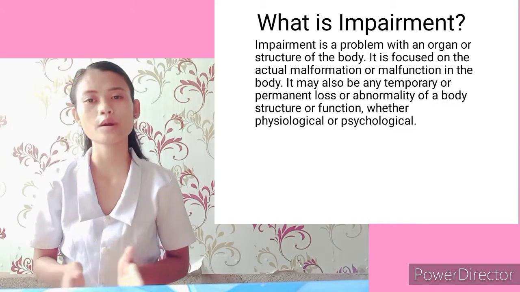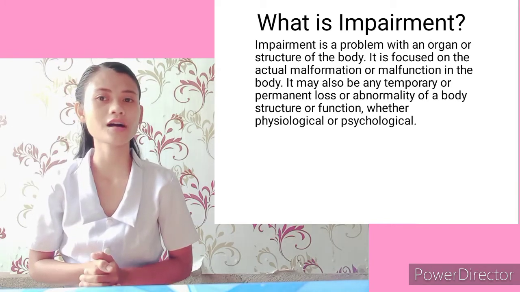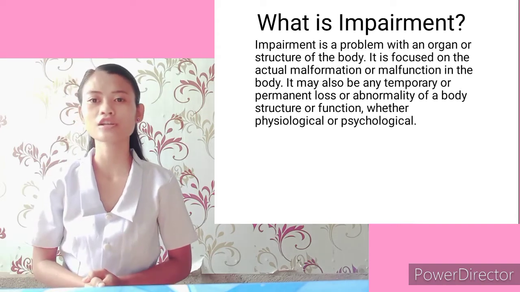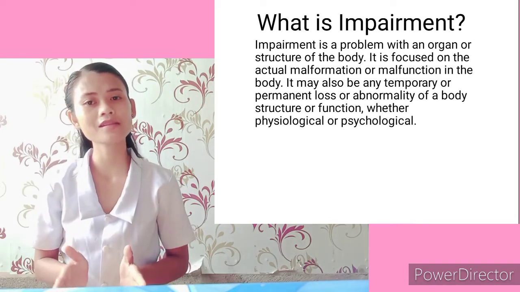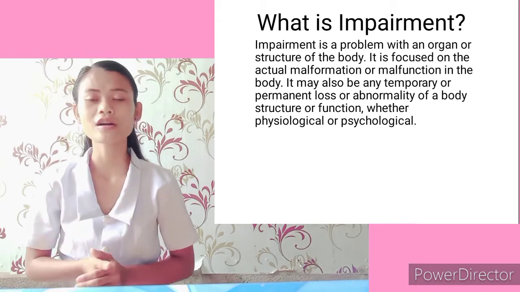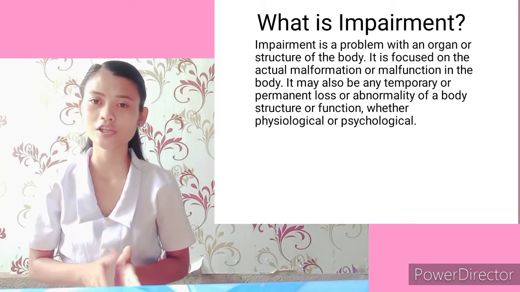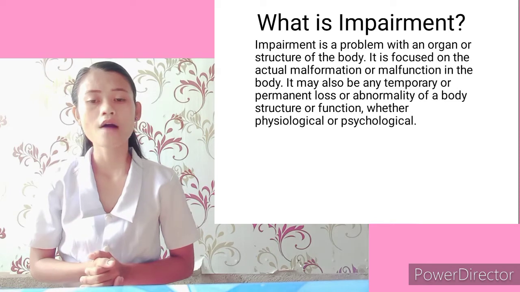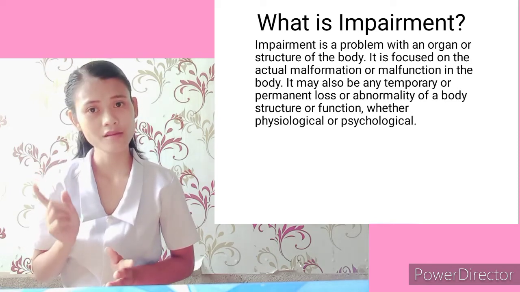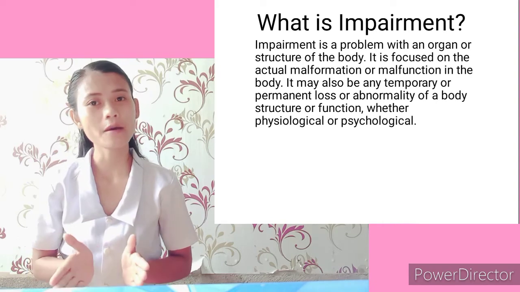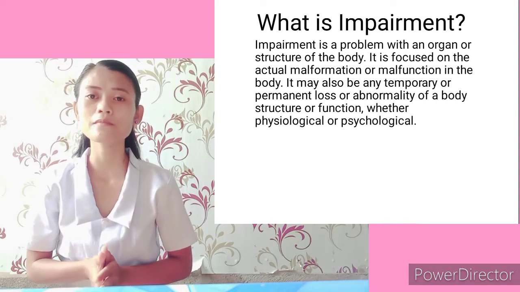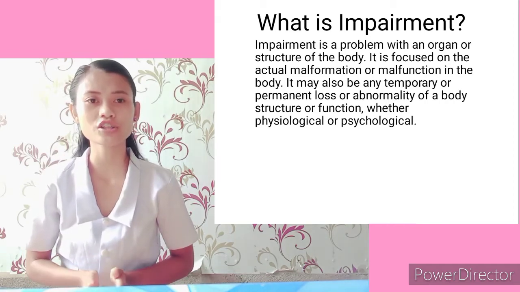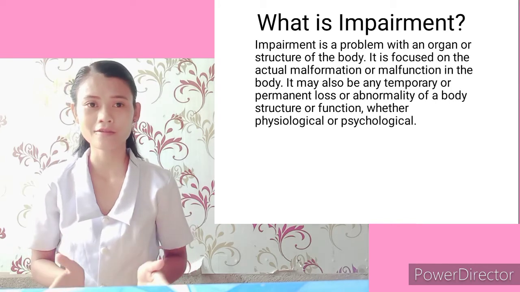So what is impairment? Impairment is a problem with an organ or structure of the body. It is focused on the actual malformation or malfunction in the body. It may also be any temporary or permanent loss or abnormality of body structure or function, whether physiological or psychological. For example, a problem in the structure of the brain can result in difficulty with mental functions, or a problem in the structure of the eyes and the ears can result in difficulty with the functions of vision or hearing.